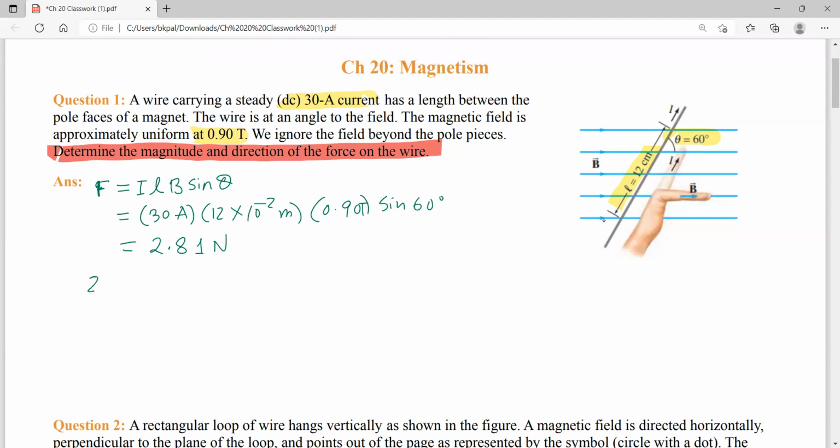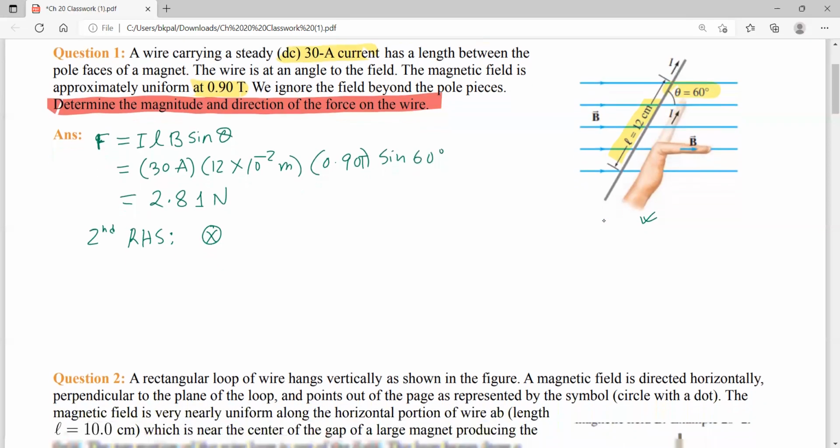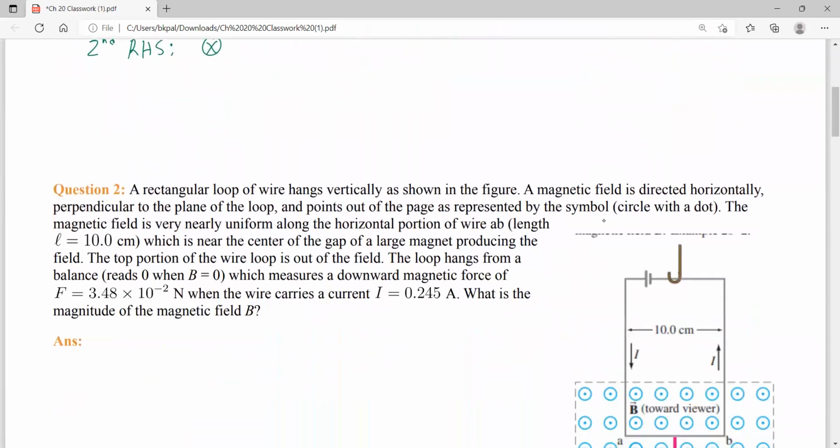And second right hand rule tells us the direction is into the page. So here you can see also this. So try your right hand rule and see whether you get the direction that is into the page. All right, the next one.